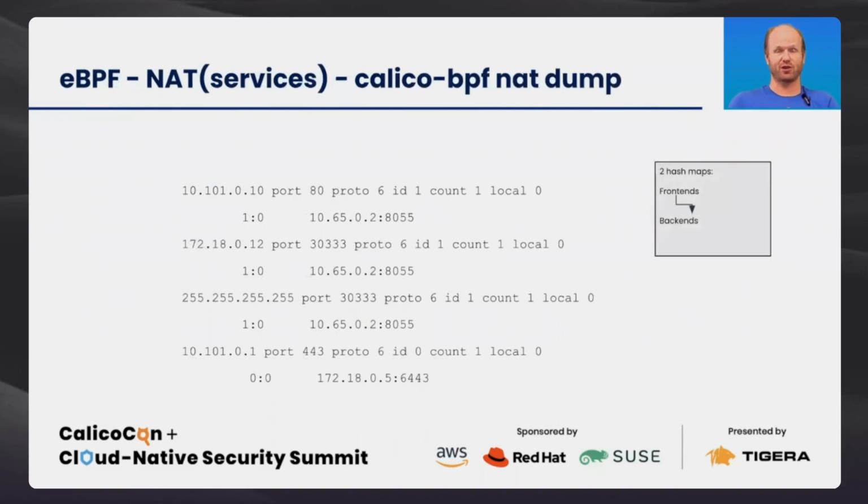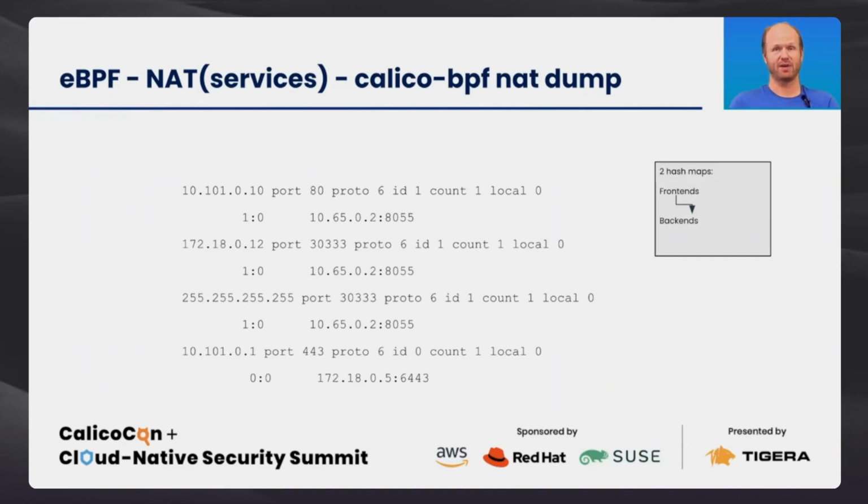The first and probably most important is to check how the NAT and services are programmed. Because if you don't get a connection through a service, you probably want to check whether that is correct. In Calico eBPF, it consists of two maps. That's a map that lists all the front ends, and there's a map that lists all the back ends. And the front ends point to the back ends in the second map.